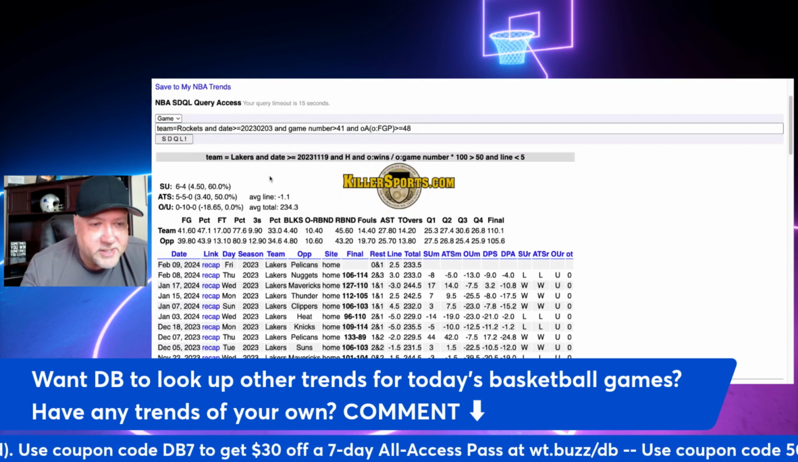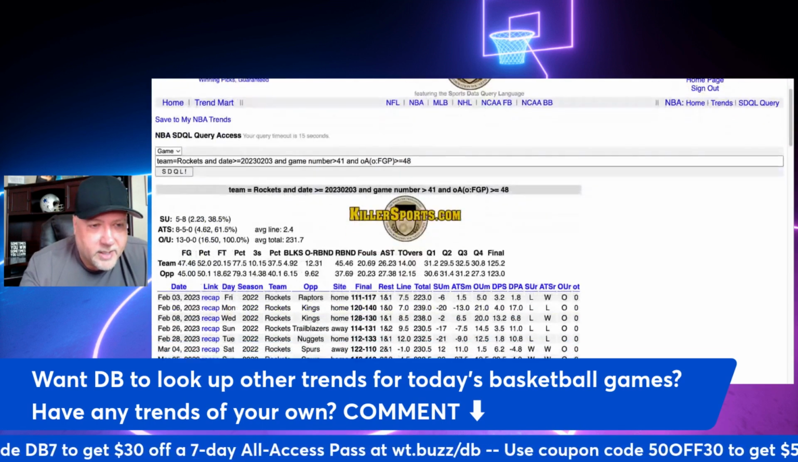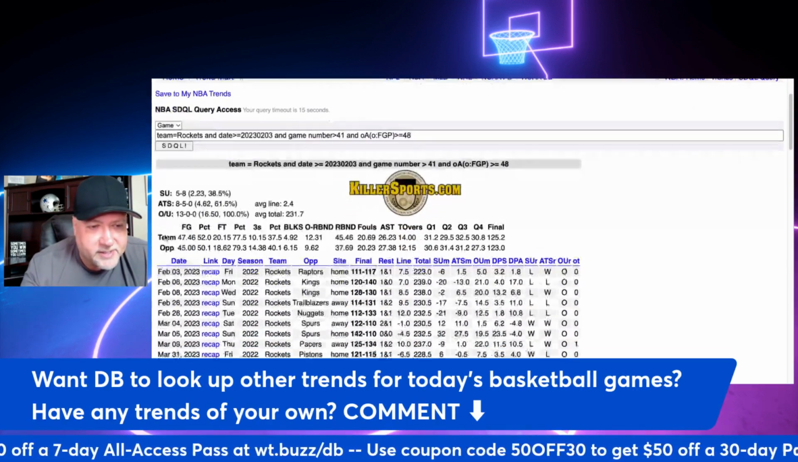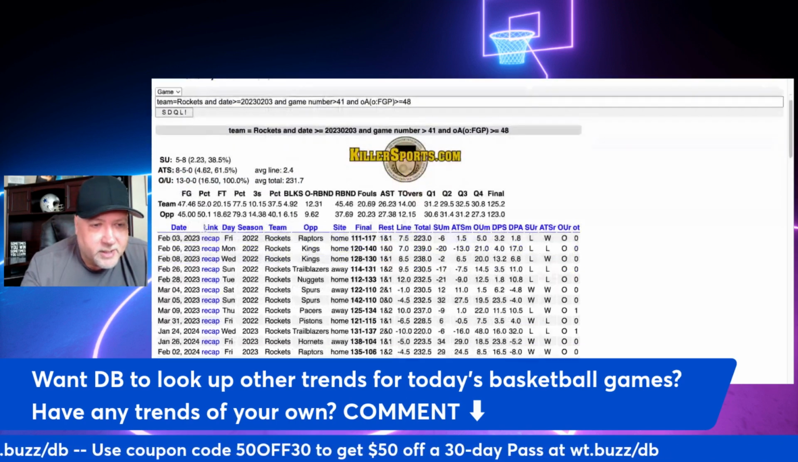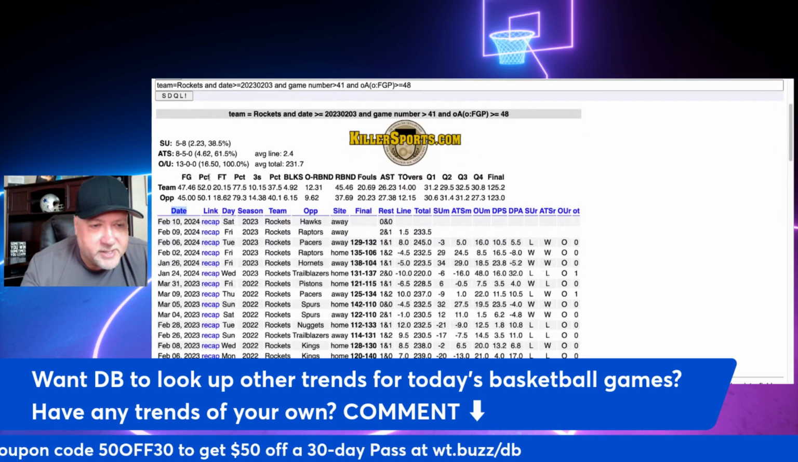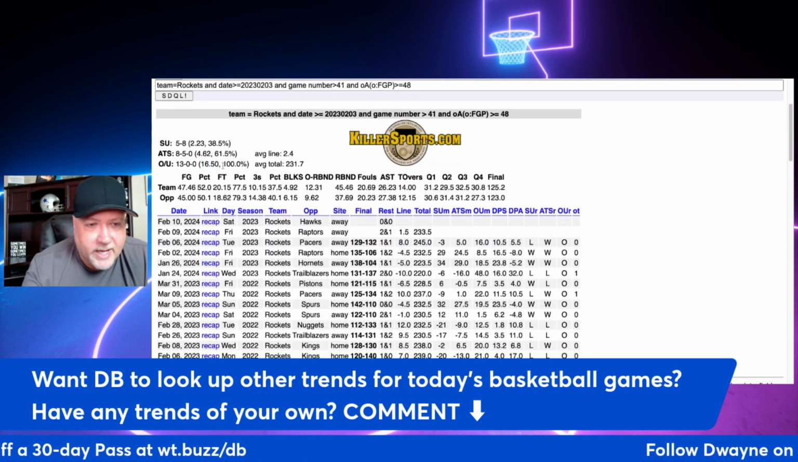And we will hit the SDQL button. And you can see the over-under for this is a perfect 13-0 to the over. 13 overs, no unders. Look at the margin. These games went over by an average of 16.5 points per game.